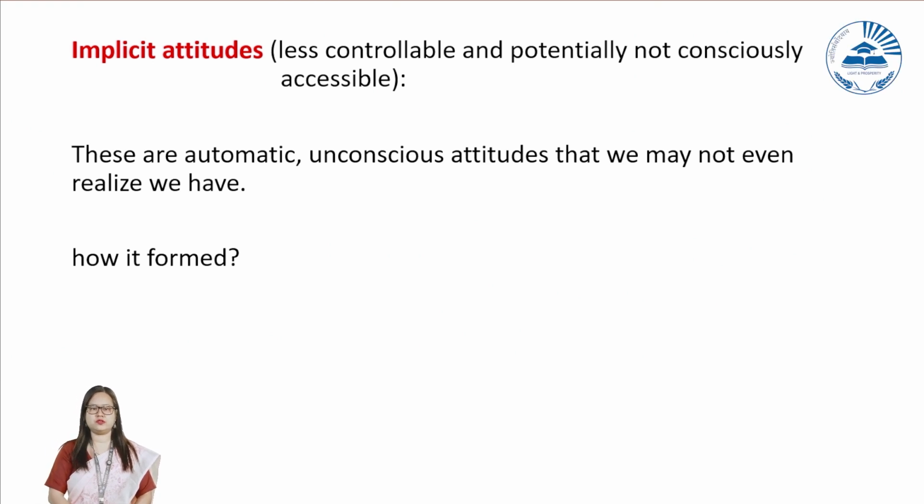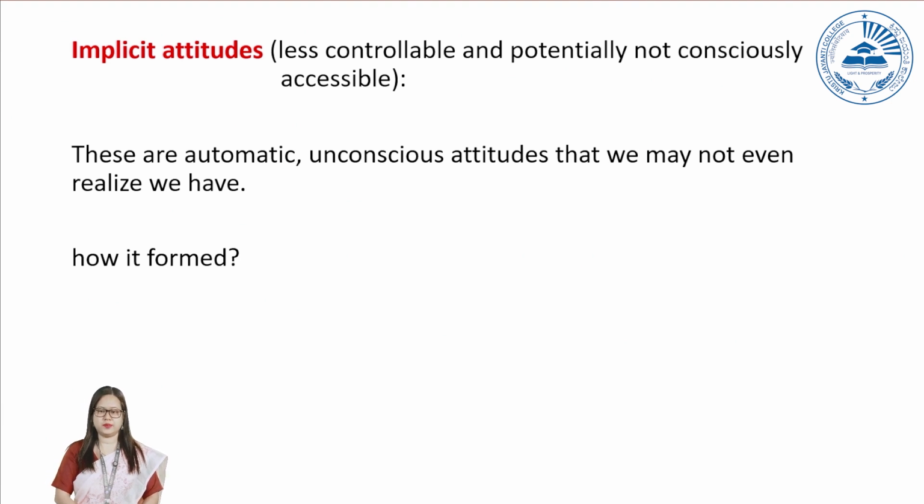Implicit attitudes are automatic, unconscious attitudes that we may not even realize we have. For example, someone may consciously say they support gender equality. That is an explicit attitude, but they unconsciously associate leadership more with men. That is an implicit attitude. So how is it formed? The attitude is formed through past experiences, cultural influences, and repeated exposure.